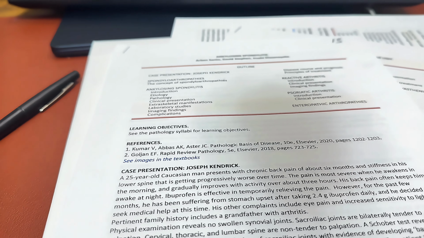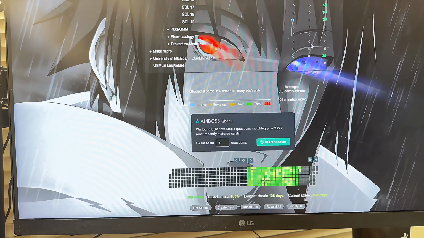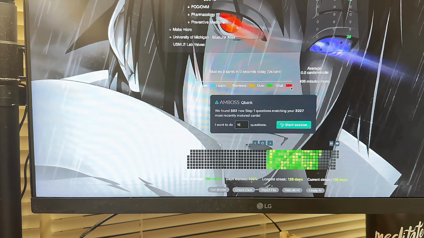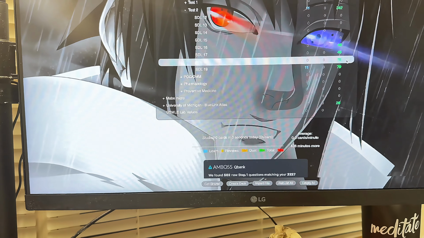Then I have a crap ton of Anki to do. Well, I only have 386 due today. After that, I will do my practice questions. I do have class today, but it doesn't start at 9.